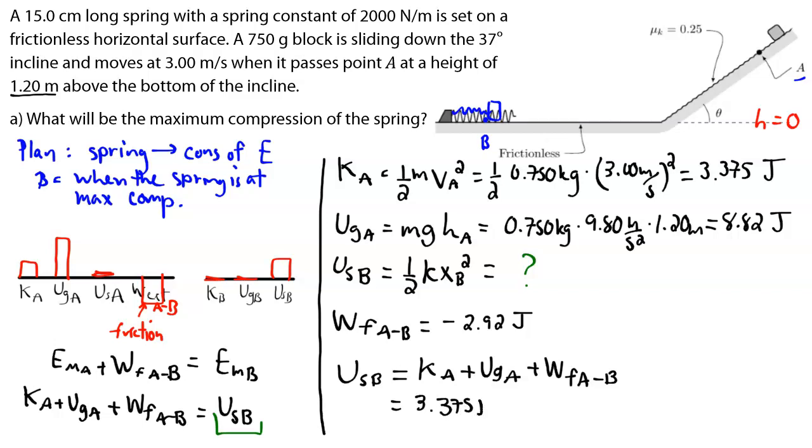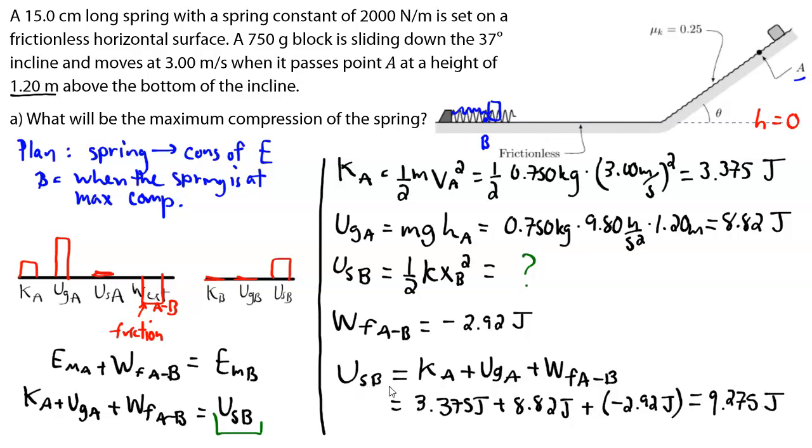3.375 joules plus 8.82 joules plus the work done by friction. But remember that that work is itself a negative value. We know that it's taking energy out of the system. So what we get is a total energy stored in the spring of 9.275 joules. So that's the amount of energy that we have stored in the spring.